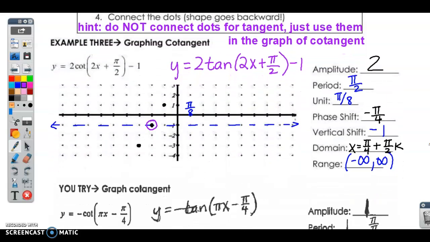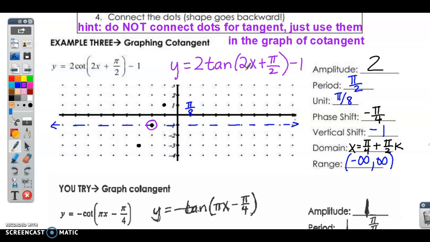All right, let's see if we can do this example together. This might be the last one I have time for. So first thing you do, rewrite it as tangent. Amplitude is 2. The period is normally pi. So this is pi divided by 2 because b is 2, which makes the unit pi over 8. Write that on your graph.